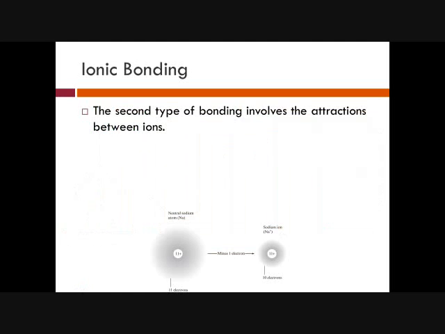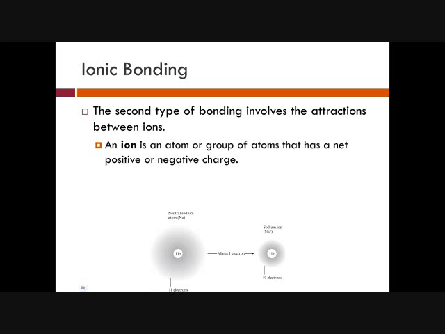So ionic bonding is the other type of bonding, and this involves attraction between ions. An ion, remember, is an atom or a group of atoms that has a positive or negative charge. And a positive ion is called a cation because it loses an electron. I know it's kind of hard to see in this picture, but sodium will lose an electron, and that will turn into the sodium ion.